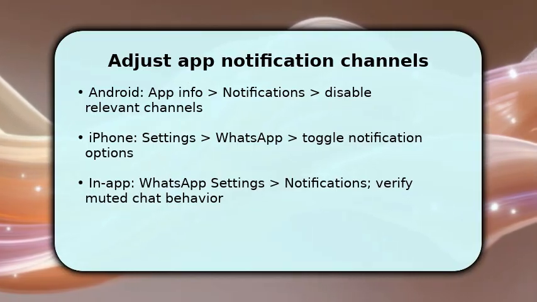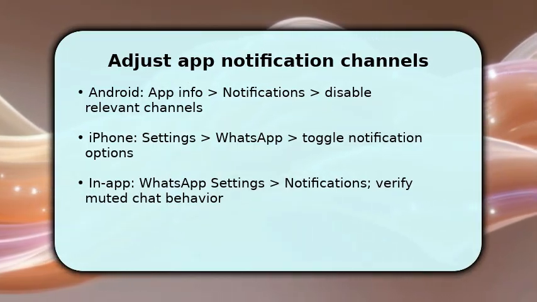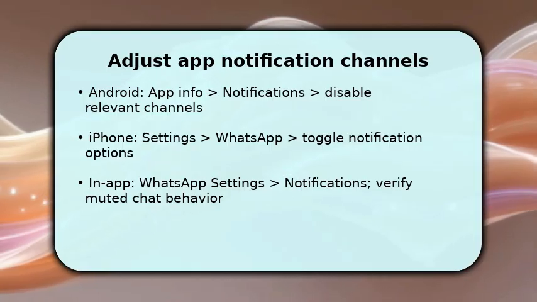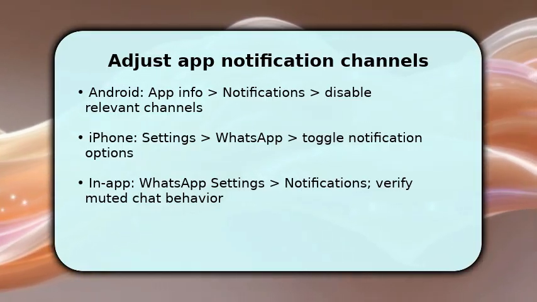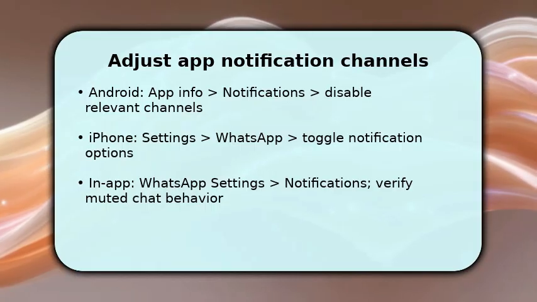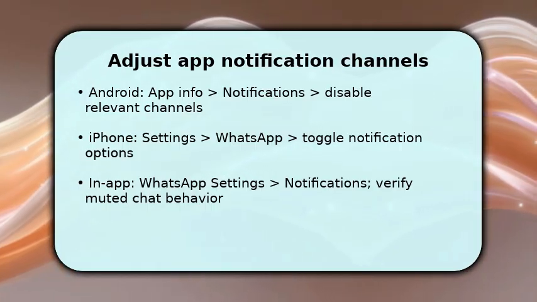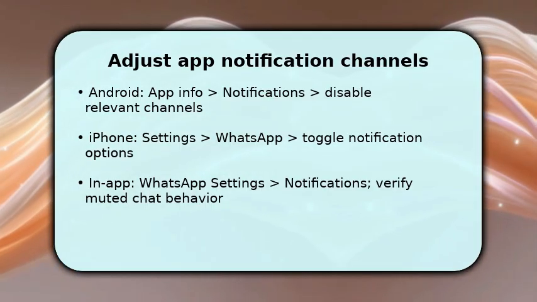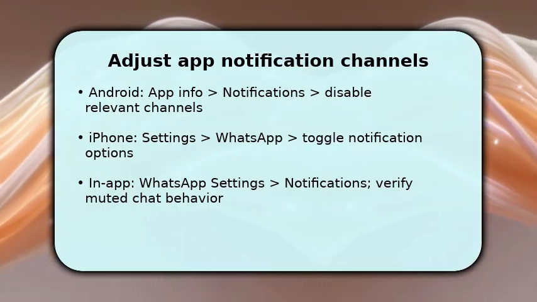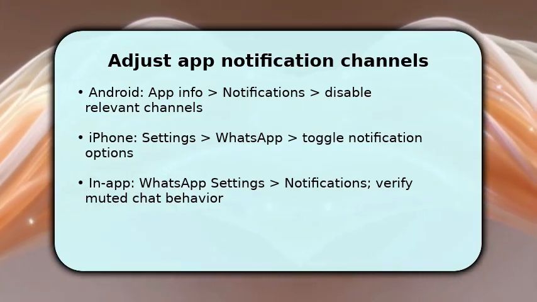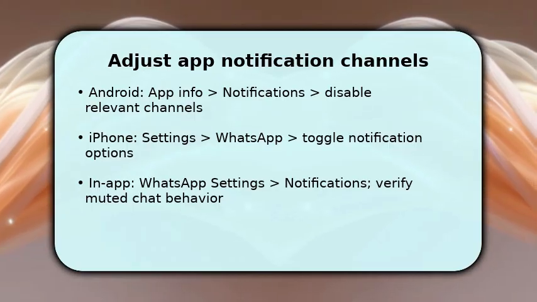On iPhone, open Settings, WhatsApp, and turn off the notification types that trigger banners for system messages. Alternatively, disable banners but keep message sound. Within WhatsApp, check Settings, notifications for any muted chats preferences and set them to silent. These steps stop the unmute informational alerts.